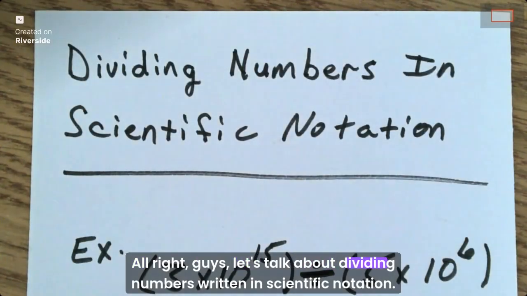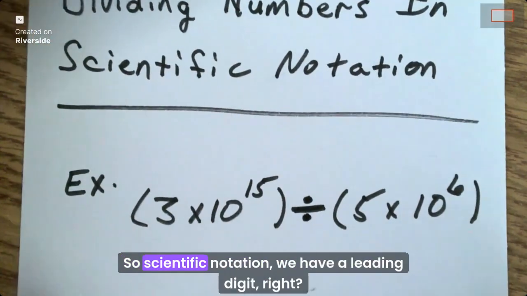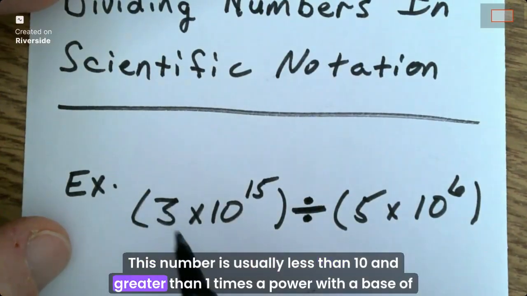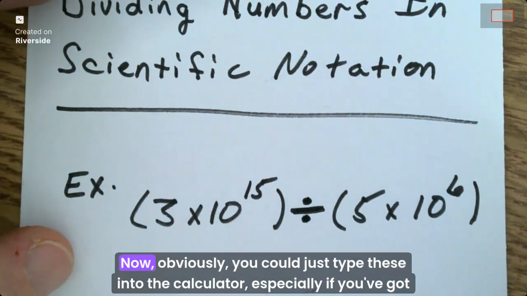All right, guys, let's talk about dividing numbers written in scientific notation. I got an example written right here. So scientific notation, we have a leading digit, right? This number is usually less than 10 and greater than 1 times a power with a base of 10.